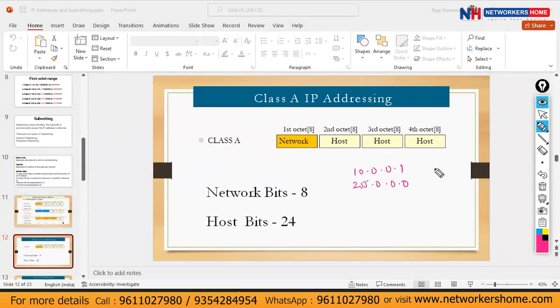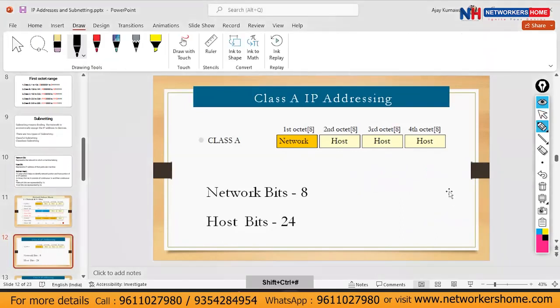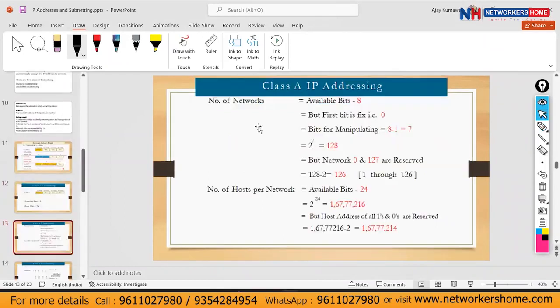Even though we have seen that the range is going to be from 10.0.0.0 till 10.255.255.255, we don't know how many addresses there are. So we'll be seeing that part. See here, this is class A. First octet is for network and remaining 3 octets are for host. Network bits are total 8 and host bits are total 24. If you want to calculate how many networks you can design in class A.